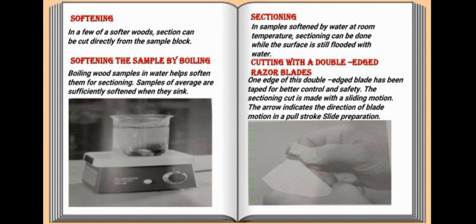And the next is the sectioning. For a sample softened by water at room temperature, sectioning can be done when the surface is still flooded with water. Cutting with a double-edged razor blade: one edge of this double-edged blade has been taped for better control and safety. The sectioning cut is made with a sliding motion. The arrow indicates the direction of blade motion in a full stroke.